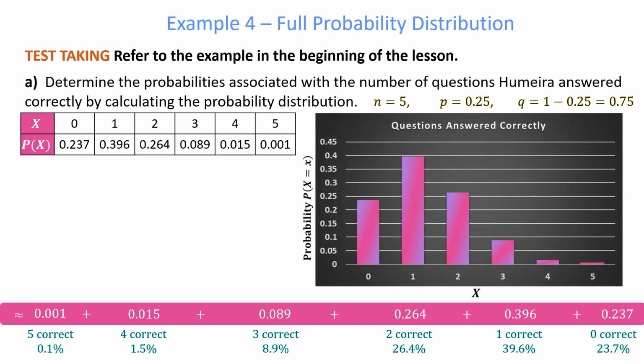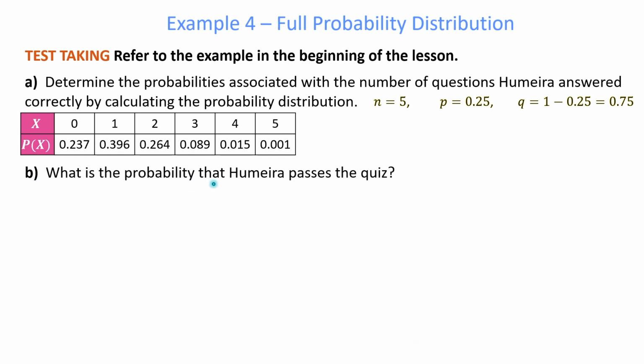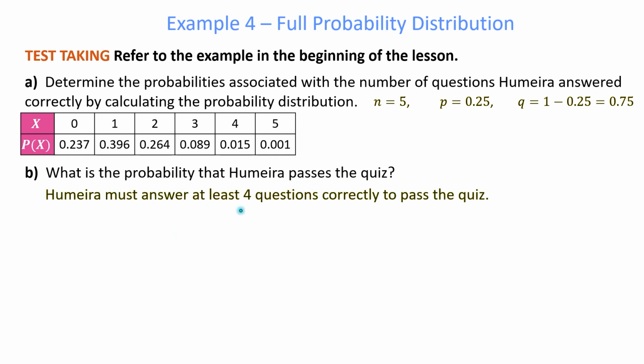Part B. What is the probability that Humaira passes the quiz? Now remember, Humaira must answer at least 4 questions correctly to pass the quiz. That means she has to answer either 4 questions correctly or 5 questions correctly. So these two probabilities, all we then need to do is to add them up to give the probability in decimal form, and as a percentage we get 1.6%.